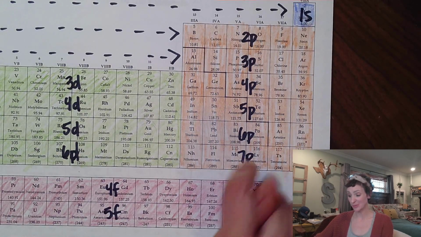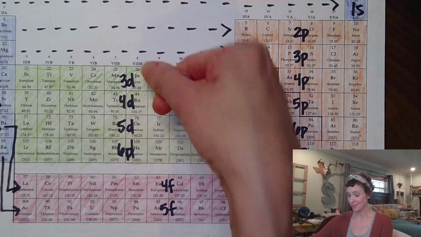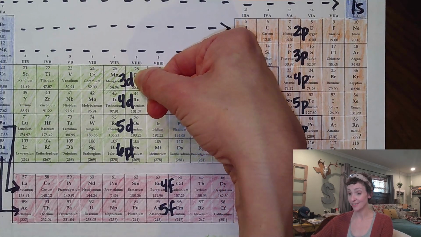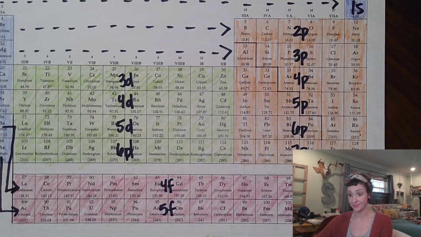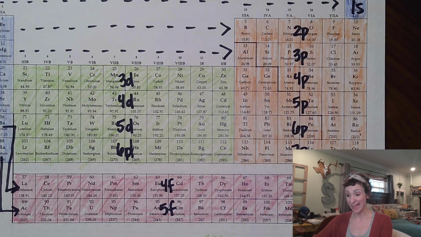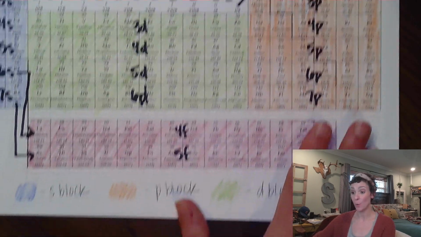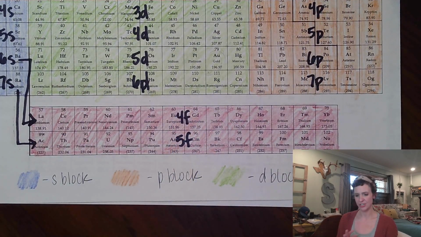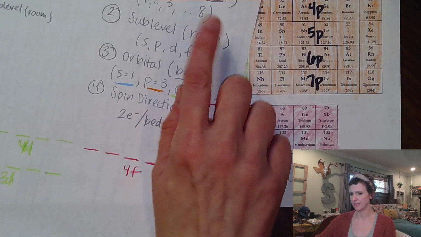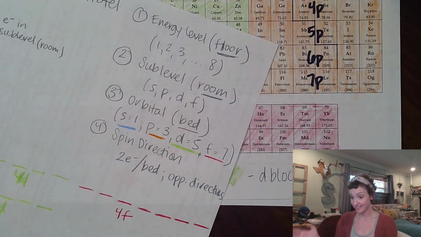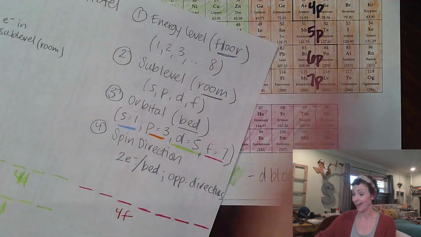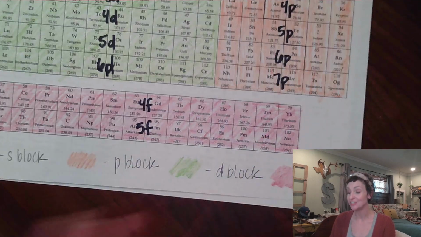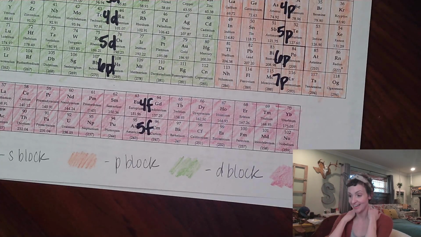And then my D rooms, we started seeing those on the third floor. So my first D row is 3D, 4D, 5D, 6D. And then finally, my F rooms, we started seeing those on the fourth floor, 4F, 5F. And some of y'all are like, she told me that there were 8 possible energy levels within the atom. And yes, there are, but we have not created elements that are big enough to occupy anything on that 8th energy level. But there is a possibility of 8 energy levels.